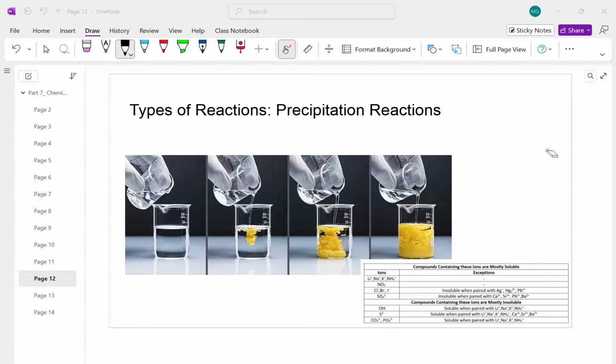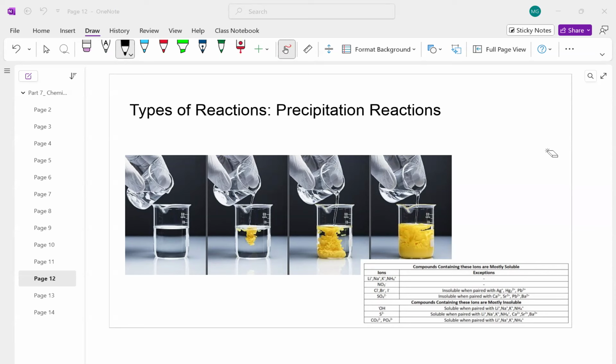All right, well, we're going to jump into the different types of reactions. And so we just looked at how to balance them, and now what we're going to do is kind of put them in various categories. And the first of these types we're going to look at are called precipitation reactions.